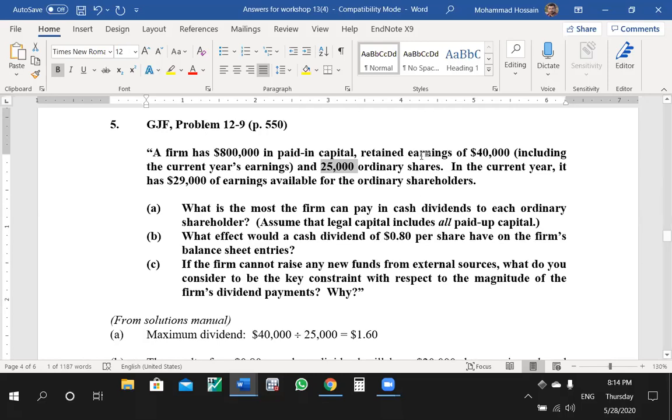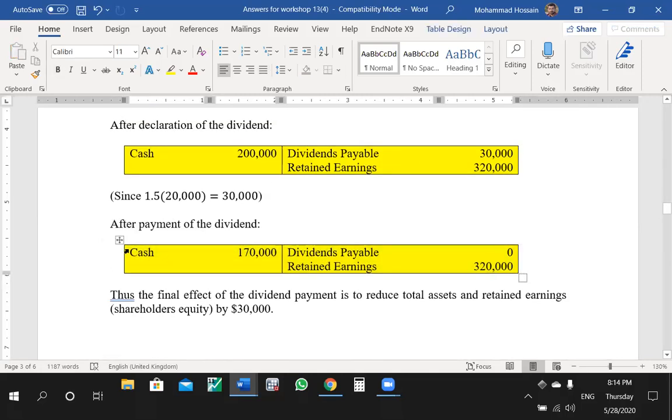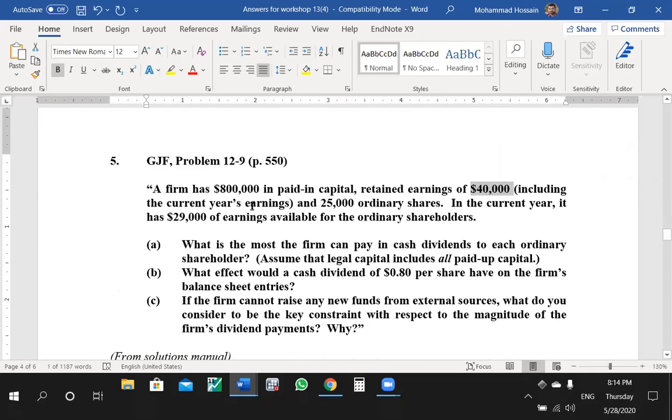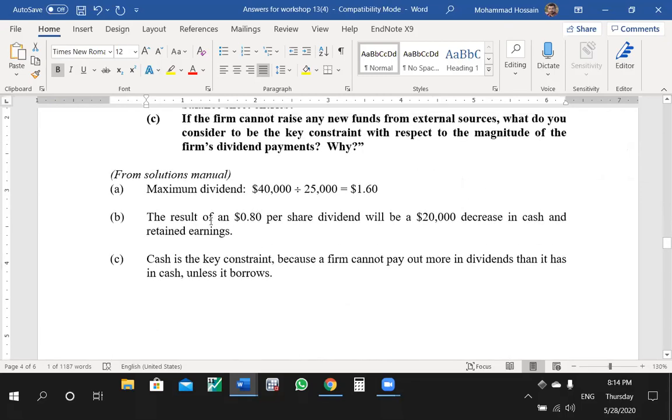And how are they going to pay it? Look at here. They pay from cash. In the balance sheet, the money will be reduced from cash, and also from retained earnings. Cash will be going down, retained earnings will be going down too. So retained earnings will be 40,000 minus 20,000. Did they mention how much cash they have? No, they did not. But the result of the dividend will be a 20,000 decrease in the cash and retained earnings.